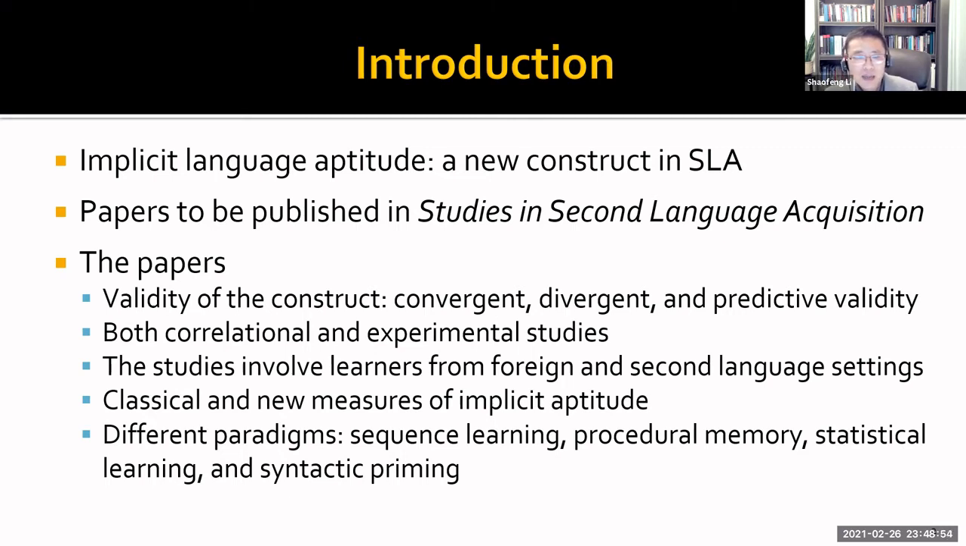The studies examine the validity of both classical measures of implicit aptitude, such as serial reaction time, and new measures of implicit language aptitude, such as syntactic priming. The colloquium seeks to bridge four different paradigms of implicit learning, including sequence learning, procedural memory, statistical learning, and syntactic priming.